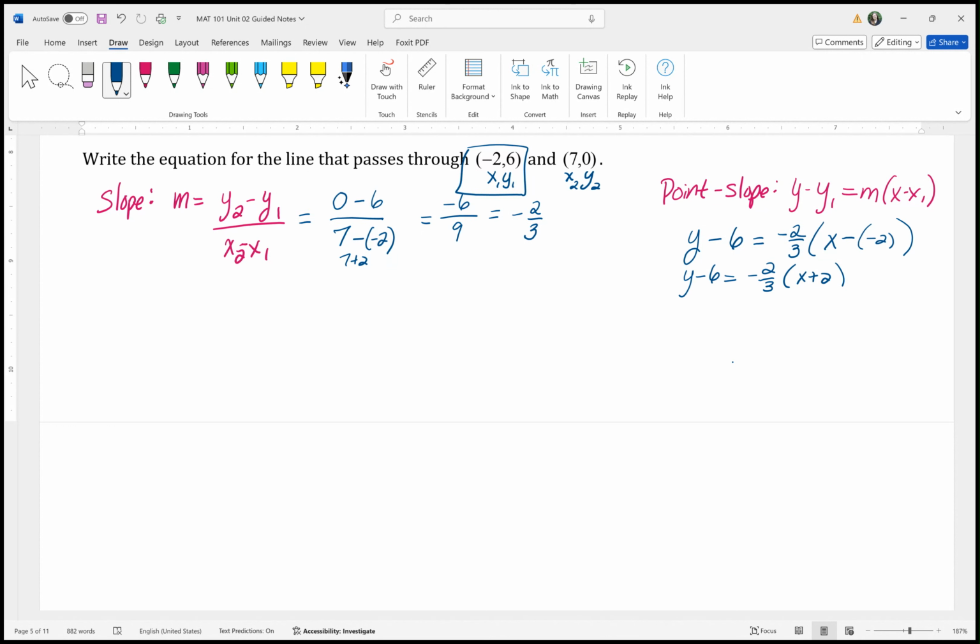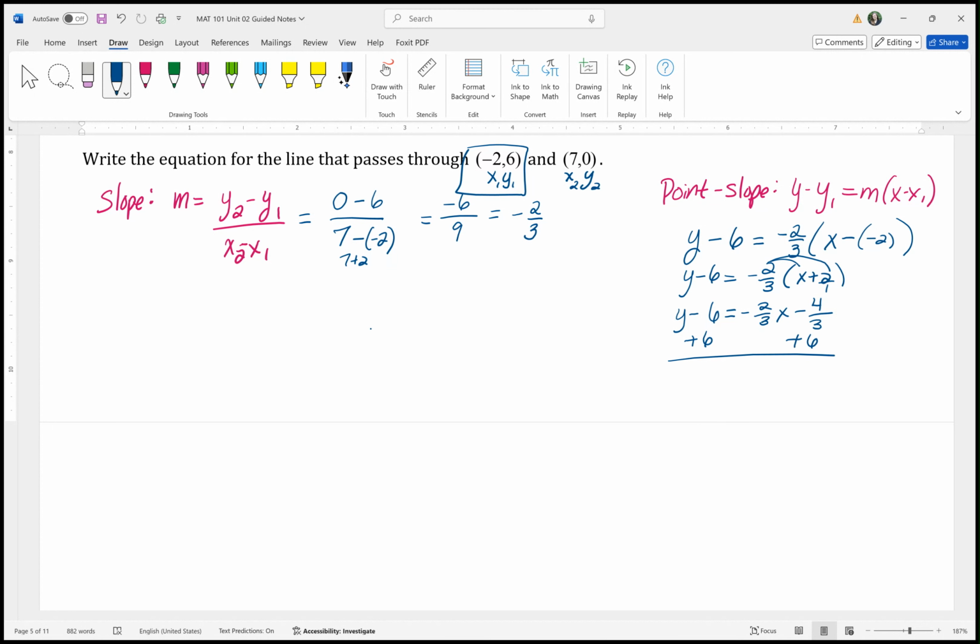Our next step would be distributive property. So we're going to do y minus 6 equals negative 2 thirds x. And then negative 2 thirds times 2, remember you're multiplying the top. So this is really over 1. Negative 2 times 2 is negative 4. And 3 times 1 is 3. So multiply the bottom. And then we need to solve for y. So we're moving the 6 over by adding, changing the sign here.